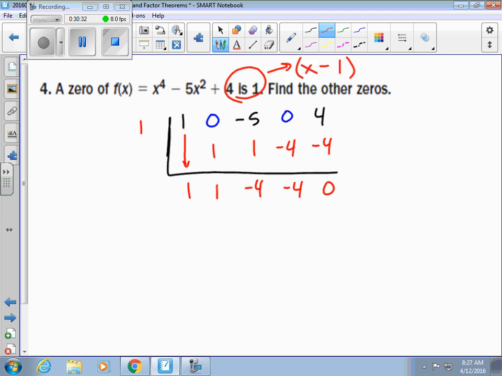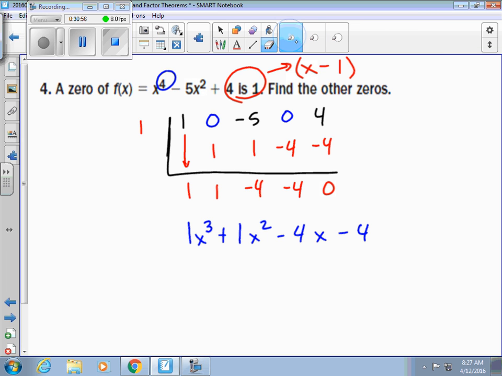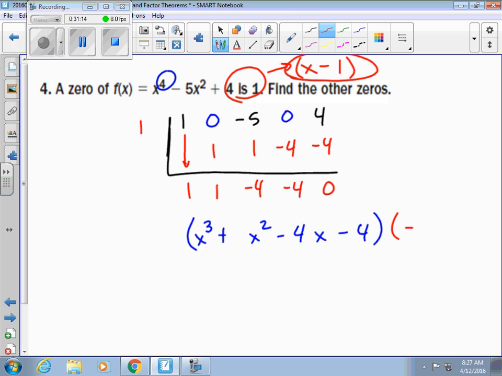We put it back into the polynomial form. This is the biggest degree, x to the 4th power. So this is going to be 1 x to the 3rd plus 1 x squared, that's the next biggest degree, minus 4 x to the 1st power minus 4, and then it'll be plus 0. Again, there's no reason to have 1 as coefficients there. So here's a polynomial that has a 3rd degree, x to the 3rd plus x squared minus 4x minus 4. And the original factor, the one that came from it being equal to 0, was x minus 1.